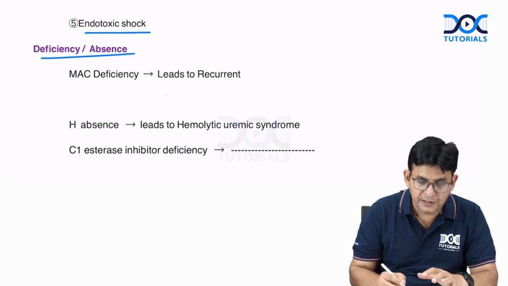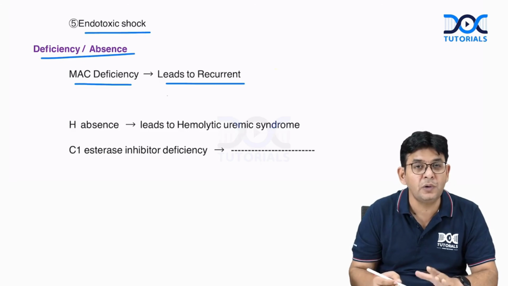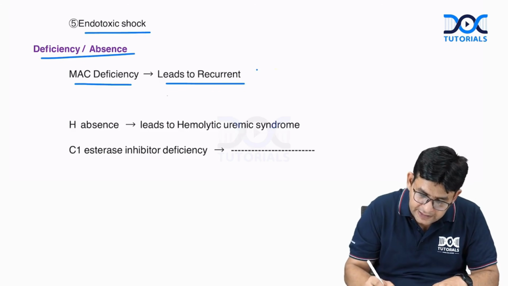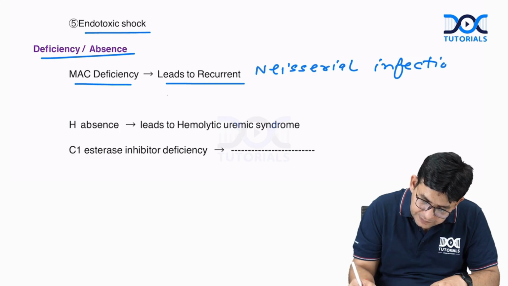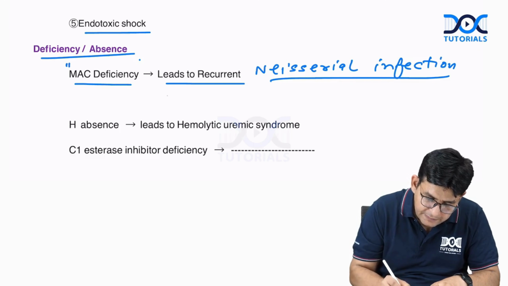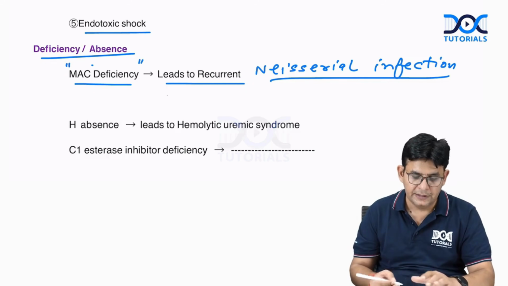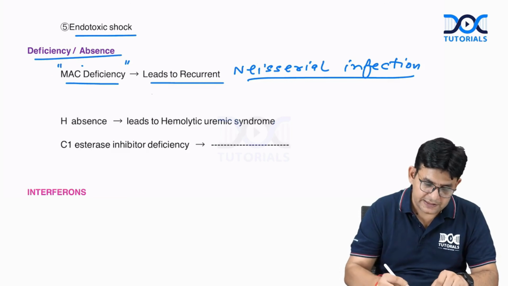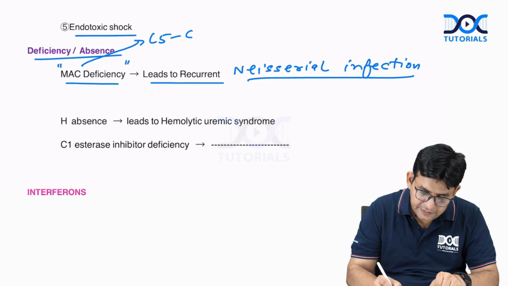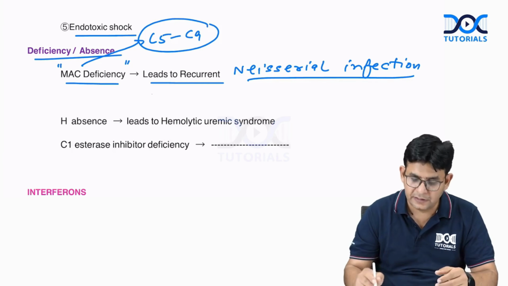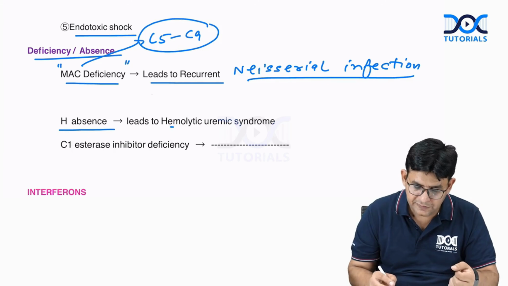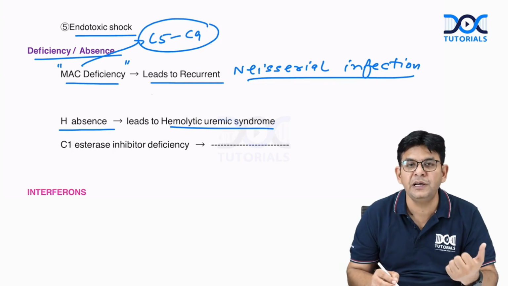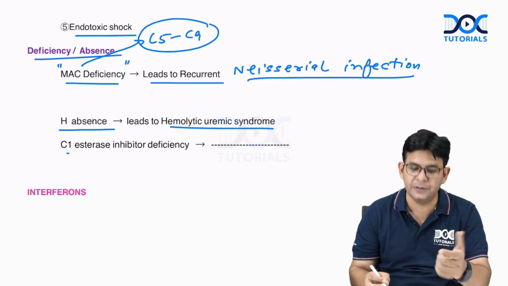Now, deficiency of something like MAC deficiency leads to what? Recurrent Neisseria infections. This particular bacterial infection is common in which deficiency? In the MAC deficiency, that is membrane attack complex. And what is the membrane attack complex, guys? C5 to C9 complements. They are absent, leading to recurrent Neisseria infections. If one of the components, factor H, is absent, it leads to what? HUS, hemolytic uremic syndrome, mostly in children.